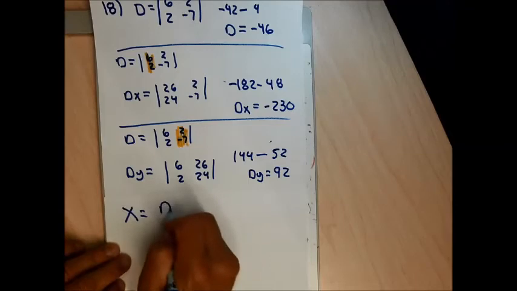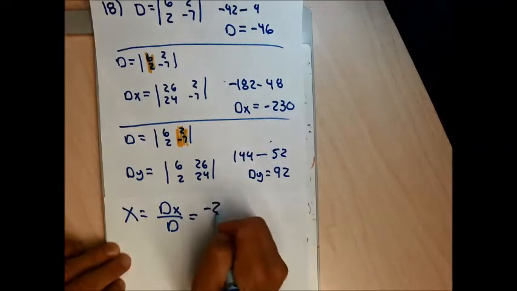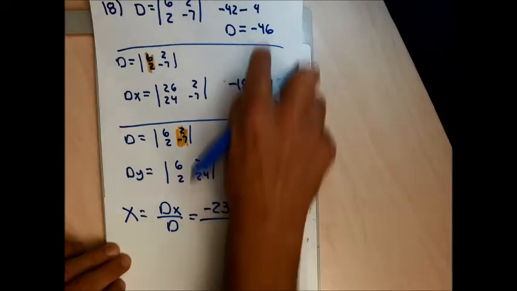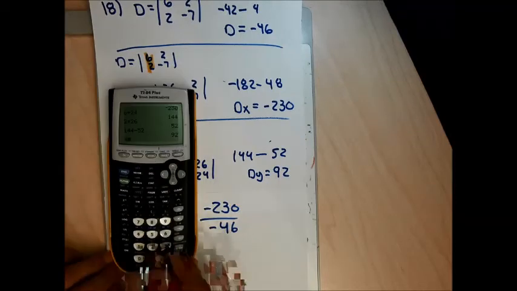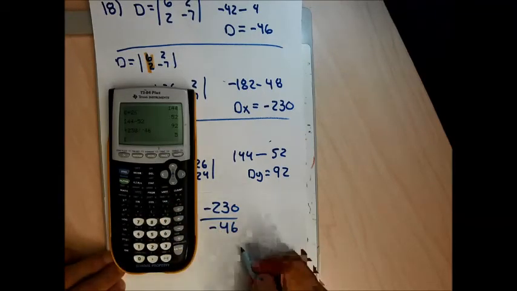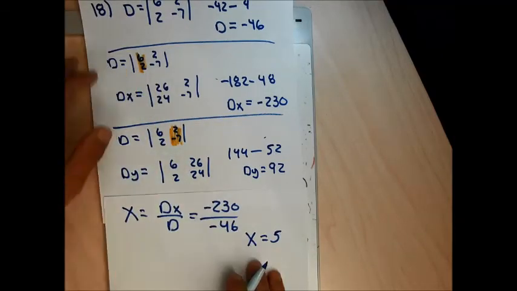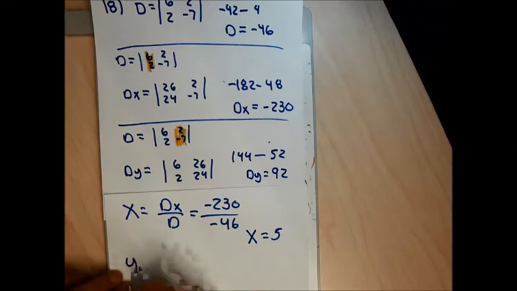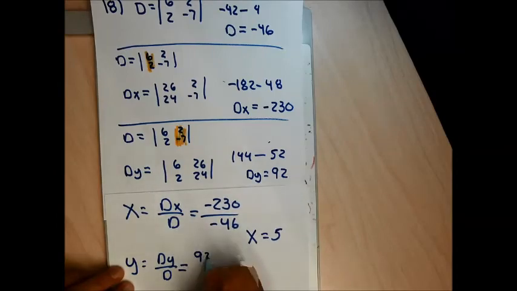X is the D sub x number divided by the D number. The D sub x number is minus 230. The D number is minus 46. So minus 230 divided by minus 46, and I get x equals 5. I'll move on to the y. The y is the D sub y number divided by the D number. The D sub y number is 92. The D number is minus 46.